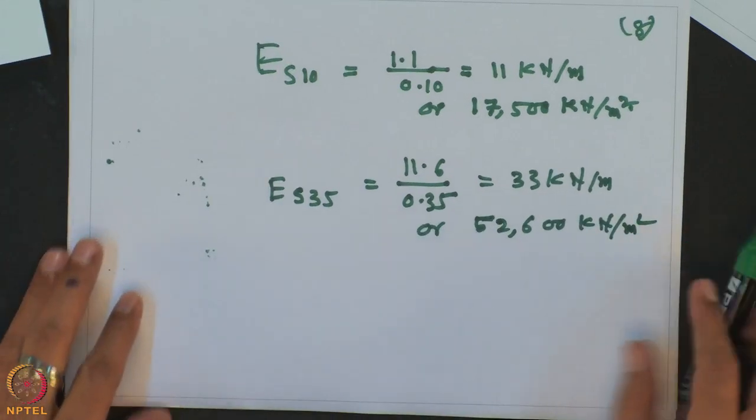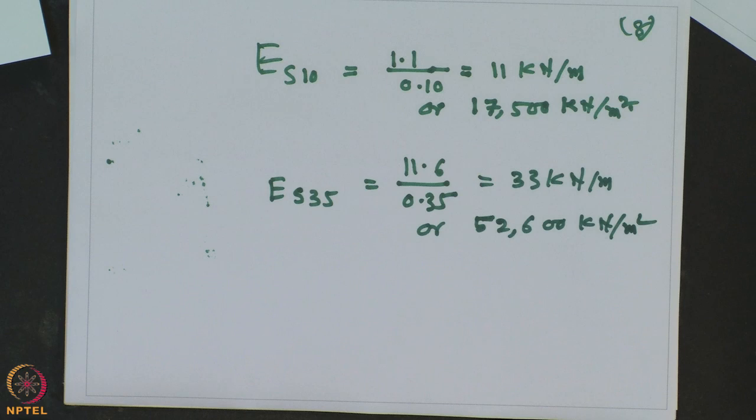So, from the stress strain curve you can determine the initial tangent modulus, second modulus, or modulus at any strain value. It may be 10%, 35%, 20%, etc.